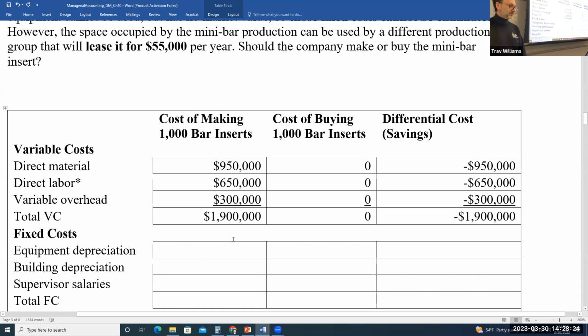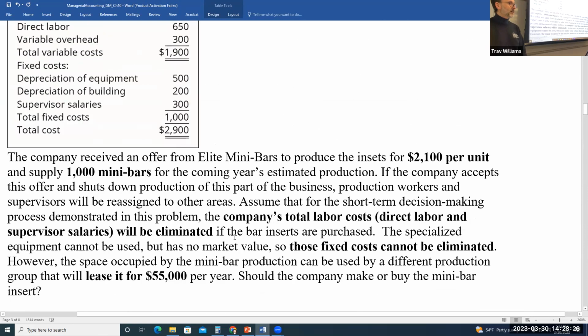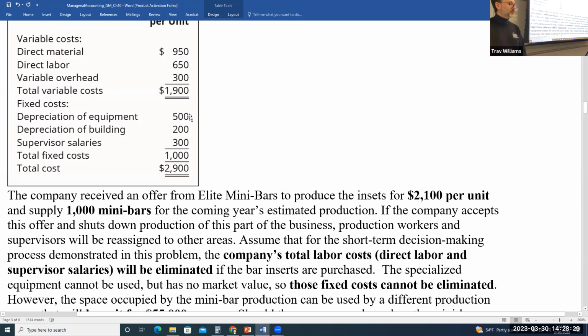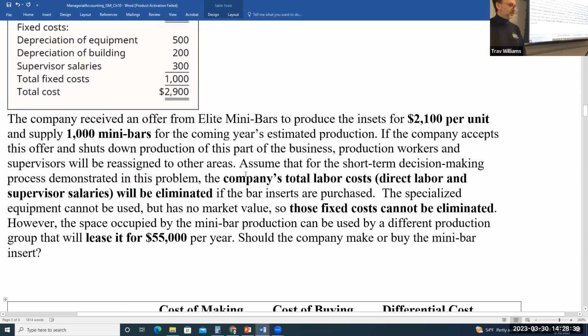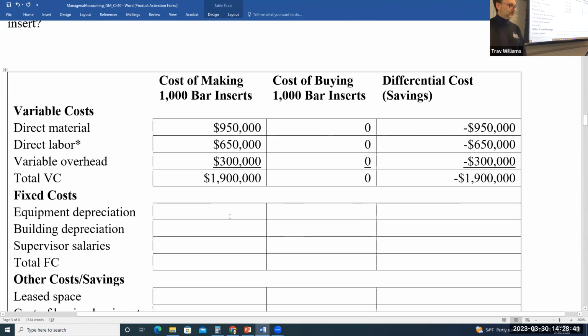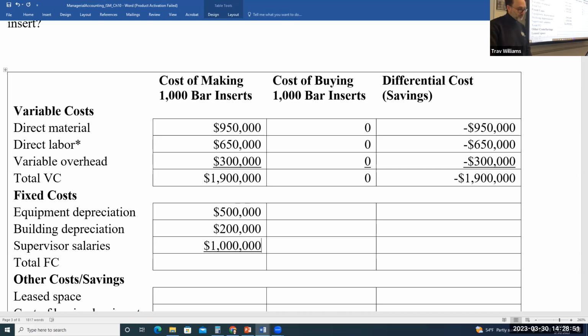In the fixed costs section, we've got, again, this is per unit, $500,000 of equipment depreciation, $200,000 of building depreciation, and $300,000 of supervisor salaries. No, 300,000, sorry. And that totals $1 million of fixed costs.